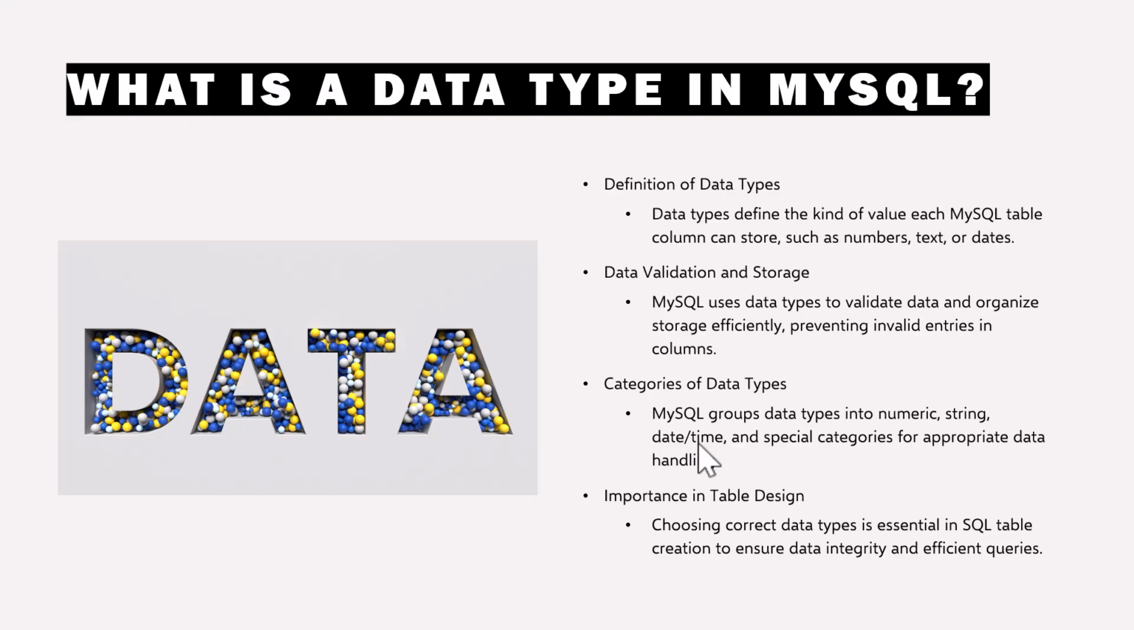MySQL groups data types into numeric, string, date and time, and special categories for appropriate data handling. Choosing correct data types is essential in SQL table to ensure data integrity and efficient queries.